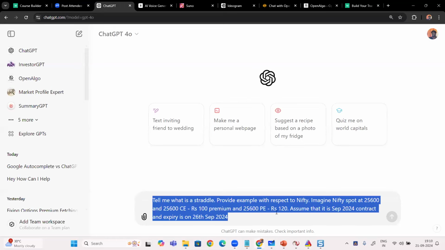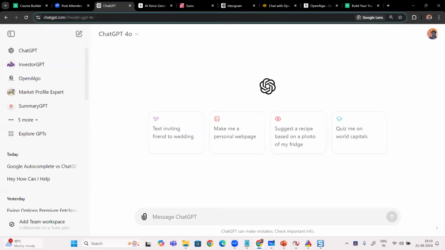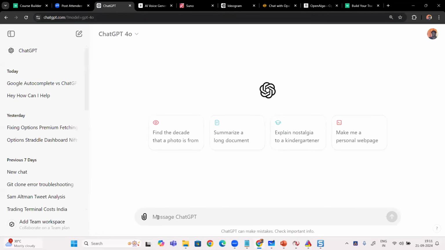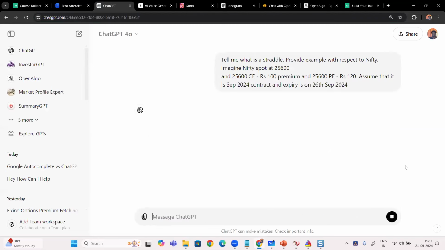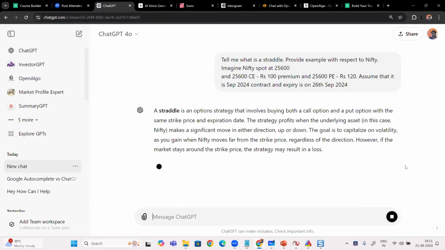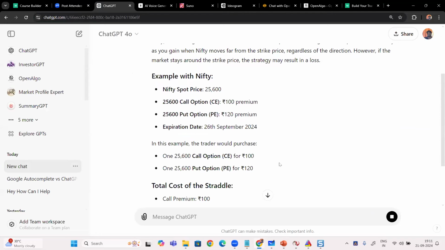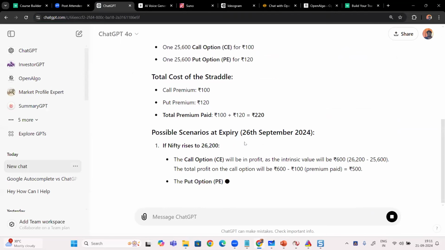Let's say I just type enter. So immediately you can see it will start explaining what the straddle is all about, and it's coming up with examples. And what will be the total cost of the straddle? What are the possible scenarios?